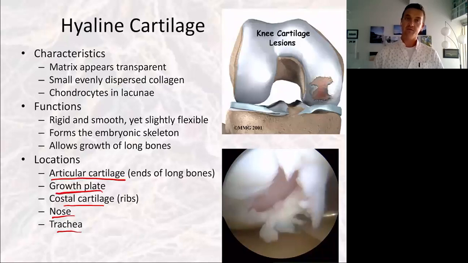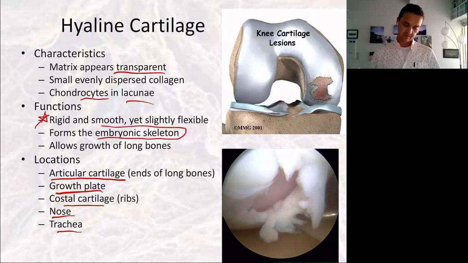Okay, so the matrix of this kind of almost looks transparent. There's a few little chondrocytes and lacuna, you'll see those. And so the functions of this are, it's very rigid, very smooth, but it's still a little bit flexible, okay? It forms the embryonic skeleton. So that could be a location or a function really, right? But the embryonic skeleton is all hyaline cartilage, it's not bone yet. And another function is related to those growth plates. It allows for growth of long bones.